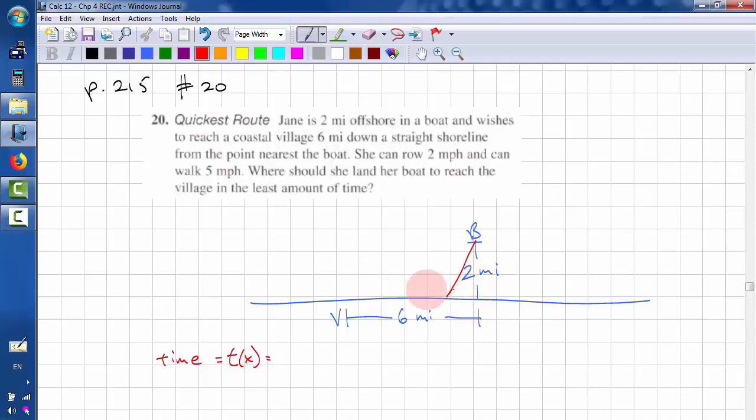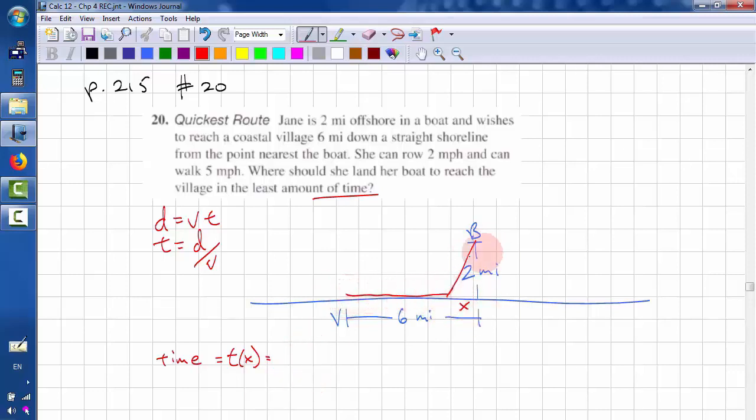Okay, so the only variable we have here is this distance x. And we need some formulas. Distance equals velocity times time, and time equals distance divided by velocity, doing some algebra. We are looking for time, so we should represent all our functions in terms of time. Time is going to be t of x, and we need to split it up into the row time and the walk time.